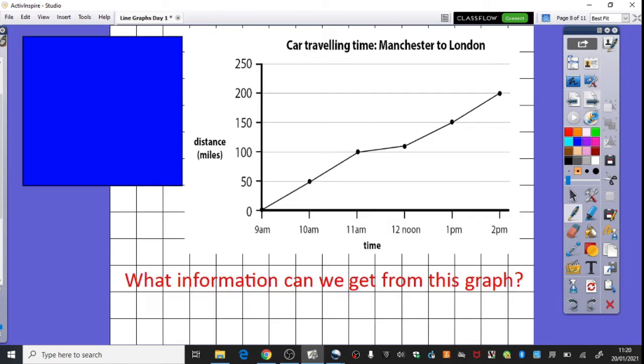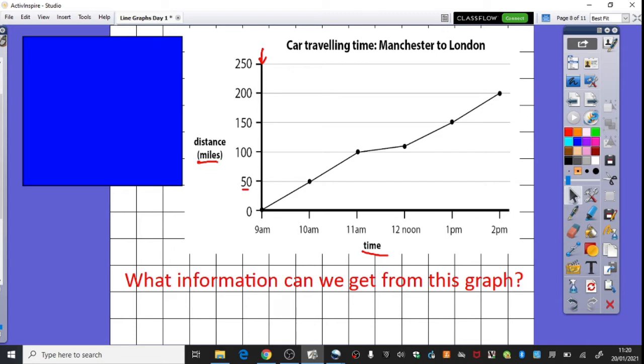So in a minute I'd like you to pause the video and think about what information you can get from this graph that we can see in front of us. It says car travelling time, so there's our title, from Manchester to London. We can see on our x-axis this time it's all about the times of the day, and we can see our scale on our y-axis here is going up in 50s, and it's showing distance in miles. So I want you to think about what different things you can gather from this graph.